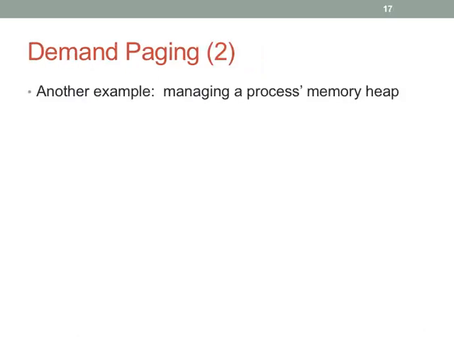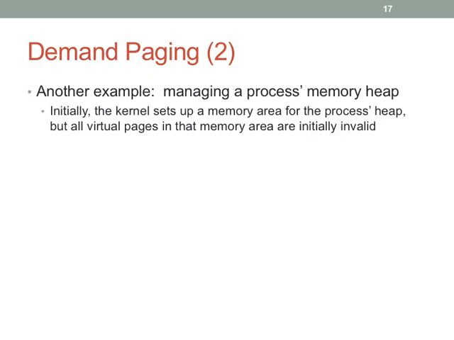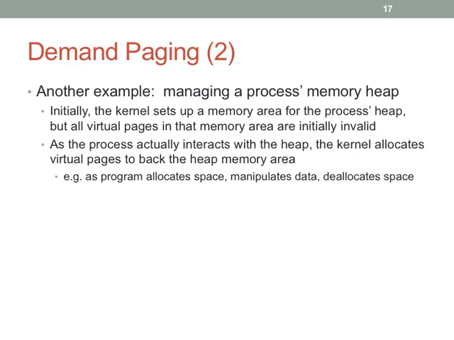Okay, demand paging. So yeah, managing a process memory heap. This is really common. So the kernel will say, yeah, I'm going to allocate this virtual address range for your heap. That's totally cool. But it doesn't actually assign any frames to that memory, because why would it do that? If you never call malloc, and there are plenty of programs that never call malloc, I write quite a few that never call malloc, then you don't need to actually allocate any frames to that region of memory. So when the process interacts with the heap, well, then the kernel will go ahead and allocate pages into that heap to back the memory.